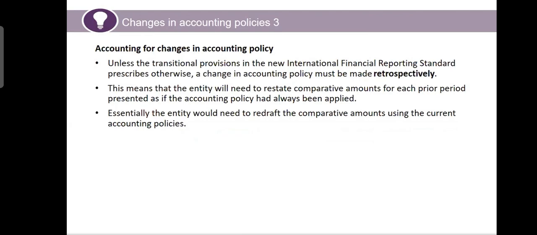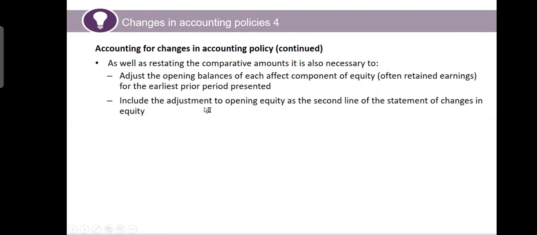Accounting for changes in accounting policy, unless the transitional provisions, okay, I don't need to speak about it. This is something which we already have spoken about. It's the same thing coming up. Now accounting for change in accounting policy, as well as restating the comparative amounts, it is also necessary to adjust the opening balances of each affected component of equity. Okay, let's go back and read that thing. That's important. I don't want to skip that.